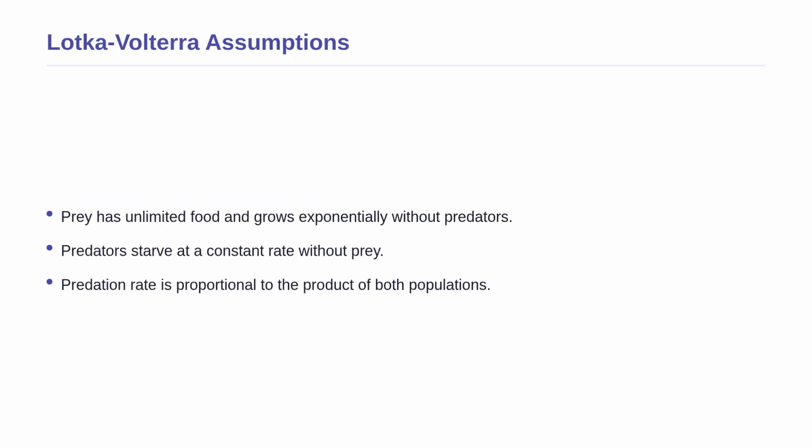Now that we understand the basic story, let us look at how we translate this into mathematics using the Lotka-Volterra equations. To keep the math manageable, we make three strict assumptions. First, the prey has an unlimited food supply and grows exponentially without predators. Second, predators will starve at a constant rate if there are no prey. Third, the rate at which predators eat prey depends directly on how often they bump into each other, which is proportional to the product of their populations.